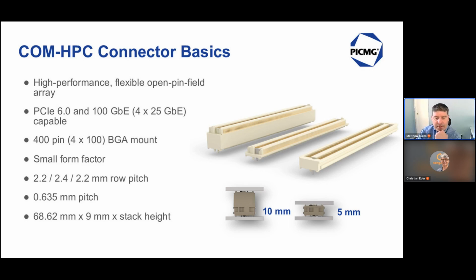We do have 2 stack height options. There's a 5 millimeter stack height, which allows for a very thin envelope for panel PCs or mobile applications. The 10 millimeter stack height enables increased density so that you can have components both on the bottom side of the COM-HPC module as well as components on the top side of the carrier card when the modules are stacked on top of each other. And those same benefits apply through all 5 form factors, COM-HPC server and client, as well as the new COM-HPC Mini, which we'll detail a little bit later this afternoon.